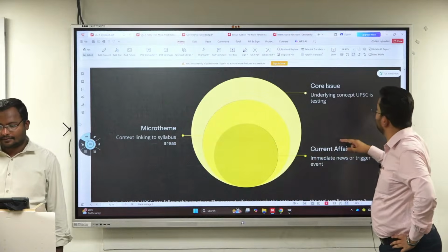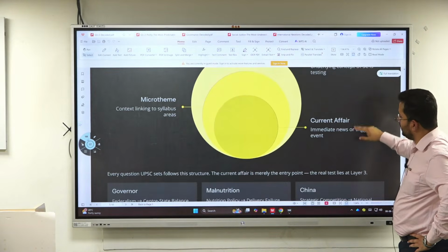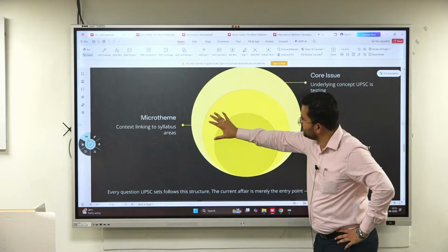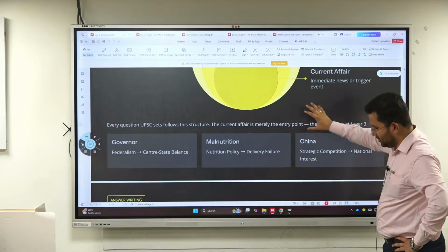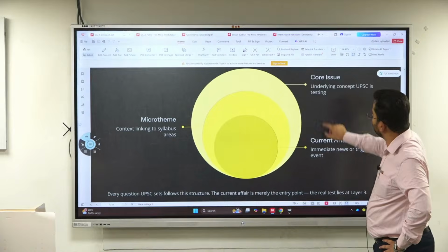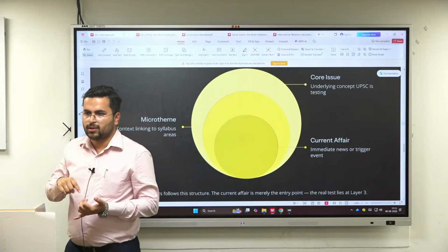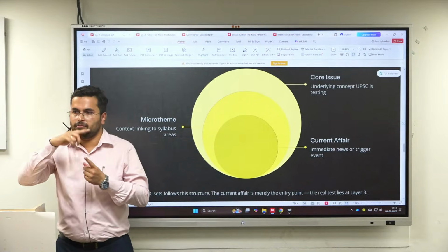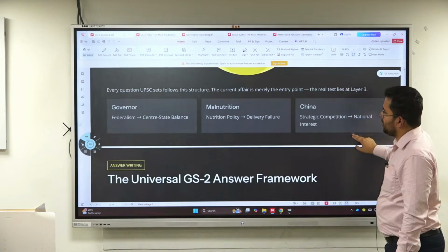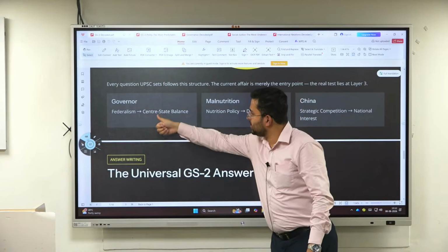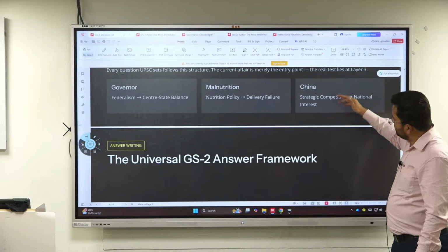Then there will be the core issue, the underlying concept being tested. Current affairs is a trigger point; you map it in. Every question UPSC sets follows this structure. The current affairs is merely the entry point. The real test lies in the underlying concept UPSC is actually testing. The trigger point might be a governor issue, but the question they are asking is much deeper: interstate relations, federalism, and not just about the governor. So when a question on governor comes, federalism and state balance come in. On malnutrition, it is about policy and delivery failure. On a China question, it is about strategy.